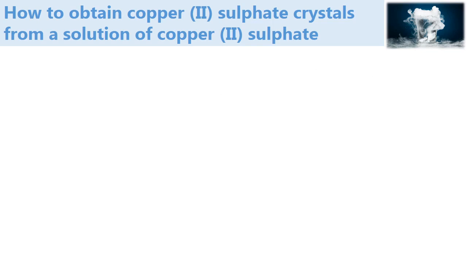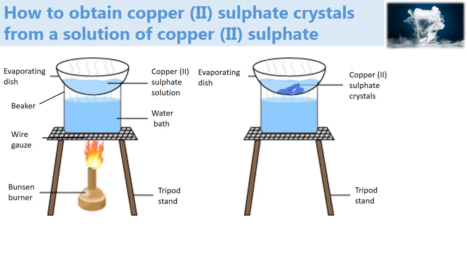And therefore, we will need to use a different method to obtain copper 2 sulfate crystals, which we can describe using the following diagram. These diagrams represent the process which we can use to obtain copper 2 sulfate crystals. You will set up the apparatus as shown in this first diagram here.